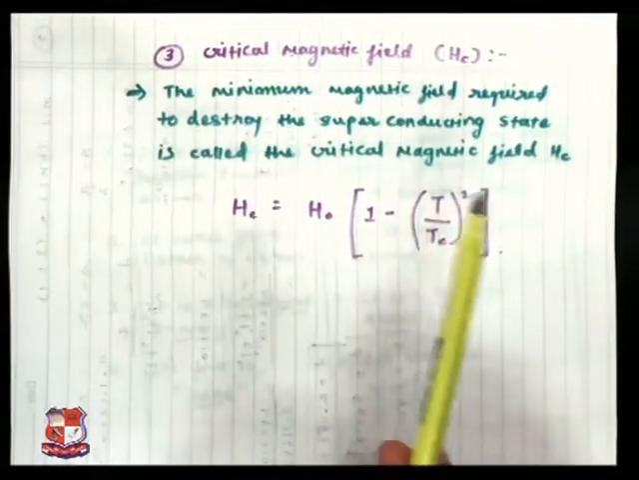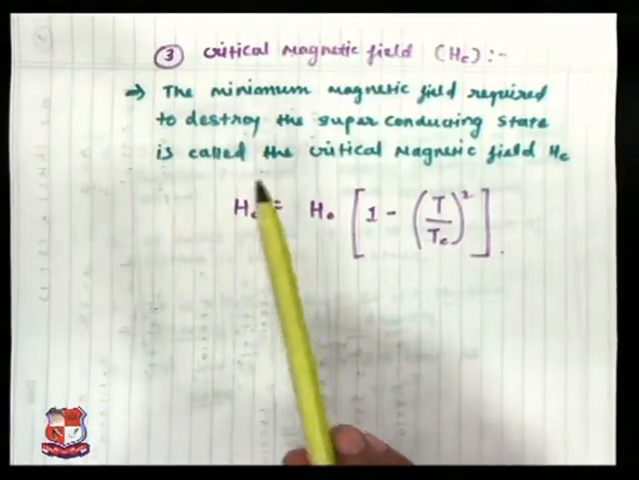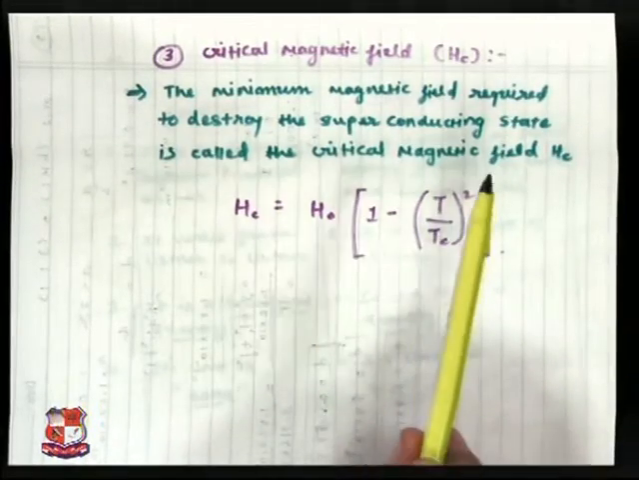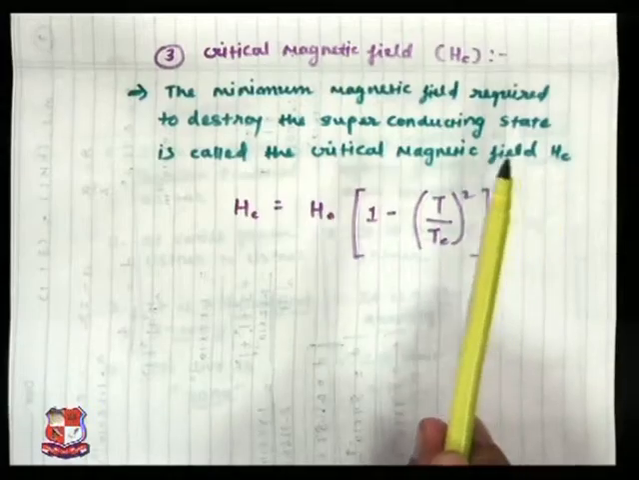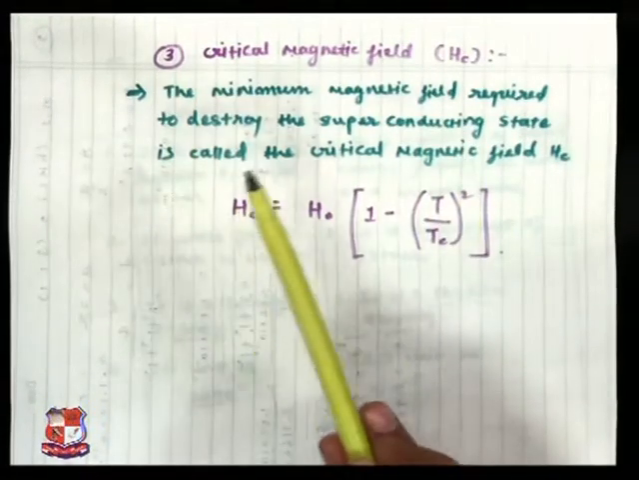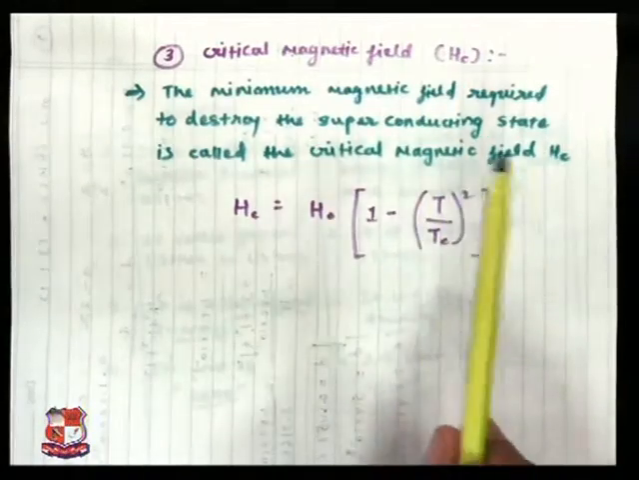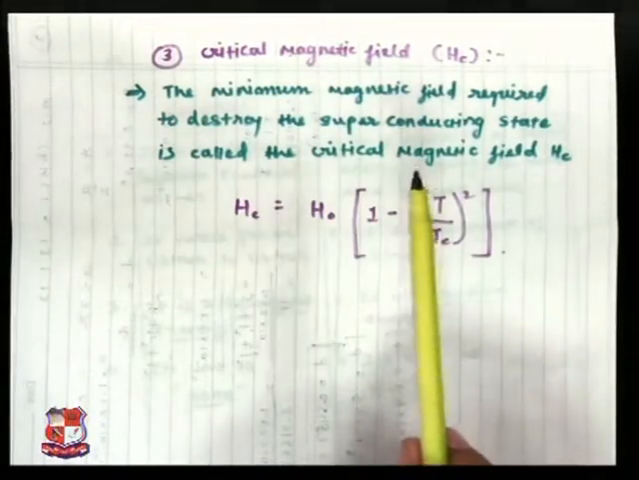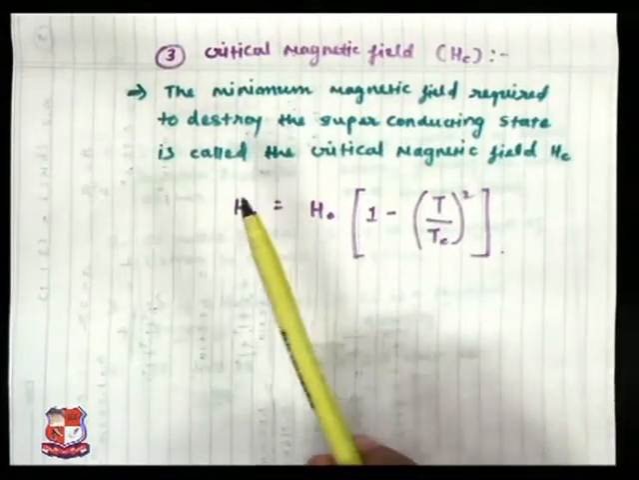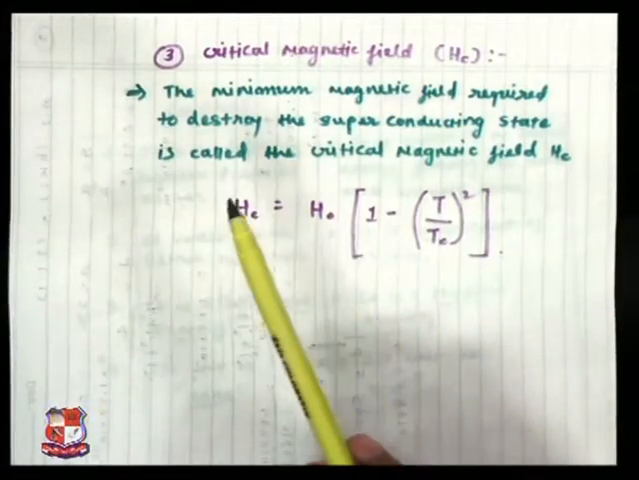The minimum magnetic field required to destroy the superconducting state is called the critical magnetic field Hc. Here in this equation, this is the equation for critical magnetic field.